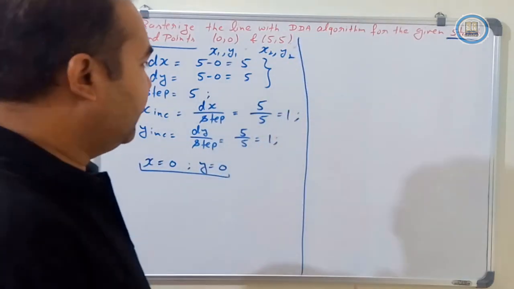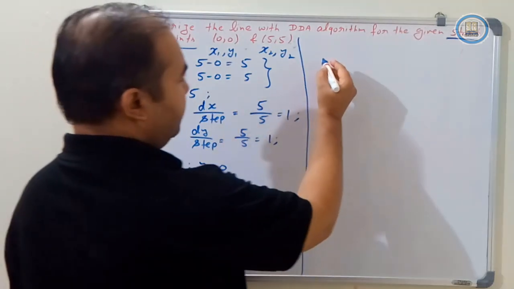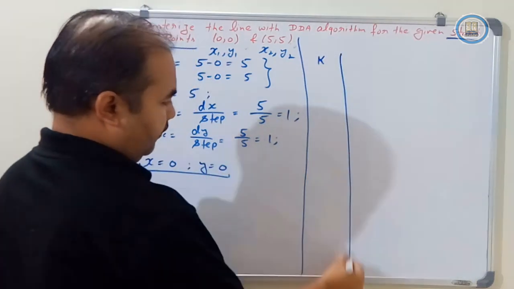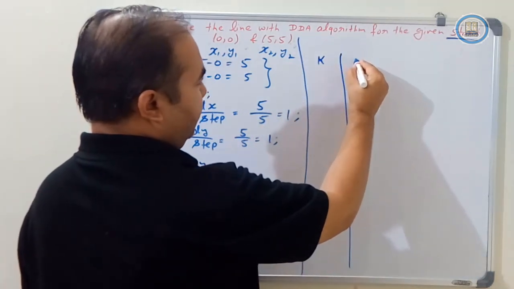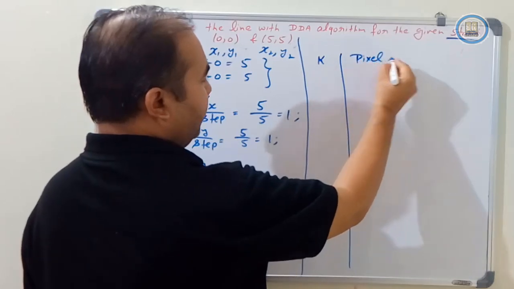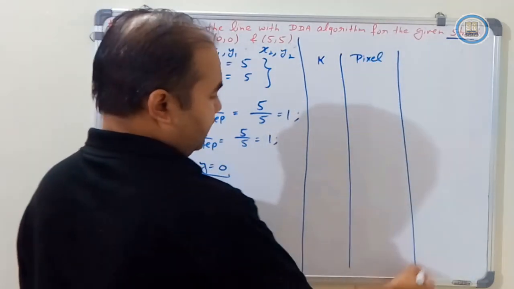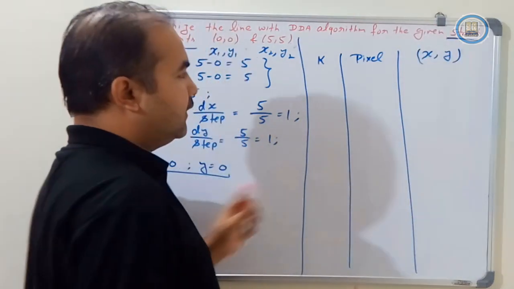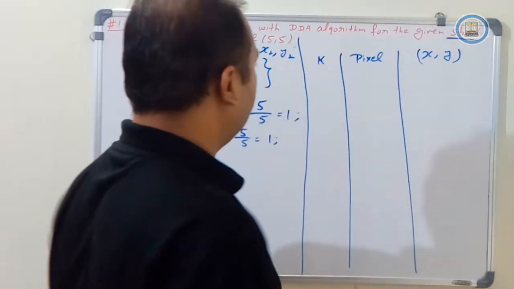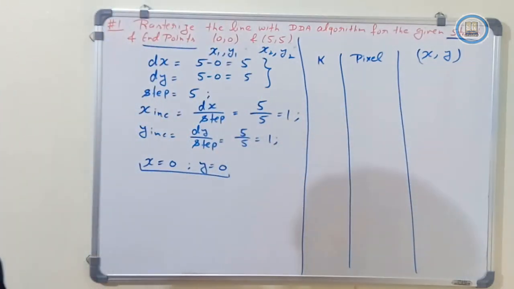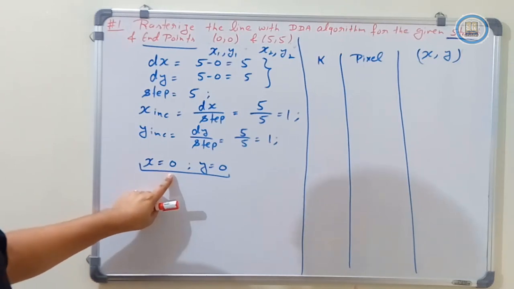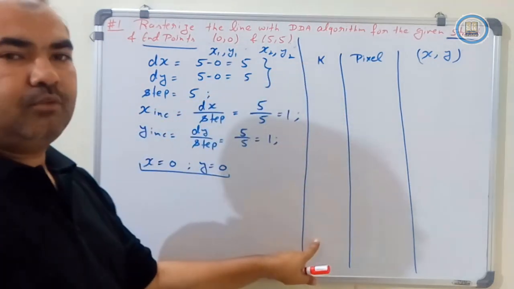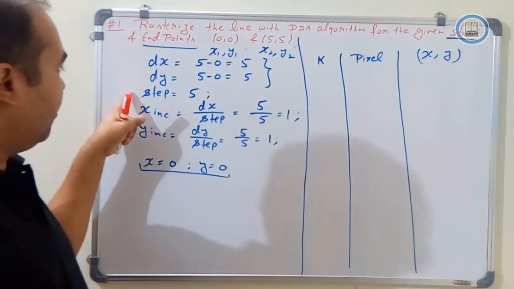So let us start the algorithm. How many things do we need to calculate? First is k, the number of steps. Second is the calculated pixel, and the third is the value of x comma y. We calculate these based upon the pixel value and the x and y. The starting pixel is 0, 0 according to the algorithm. This is inside the for loop.